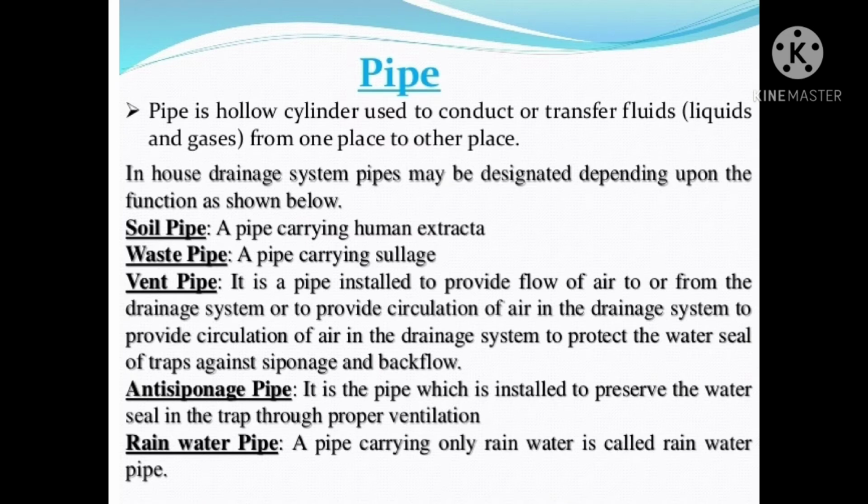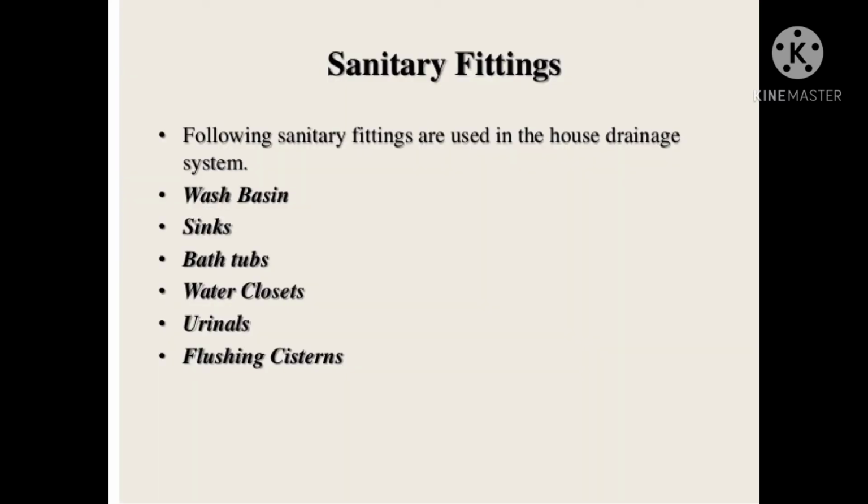Vent pipe. It is a pipe installed to provide flow of air to or from the drainage system, or to provide circulation of air in the drainage system, to protect the water seal of trap against siphonage and backflow. Anti-siphonage pipe. It is the pipe which is installed to preserve the water seal in the trap through proper ventilation. Rainwater pipe. A pipe carrying only rainwater is called a rainwater pipe.